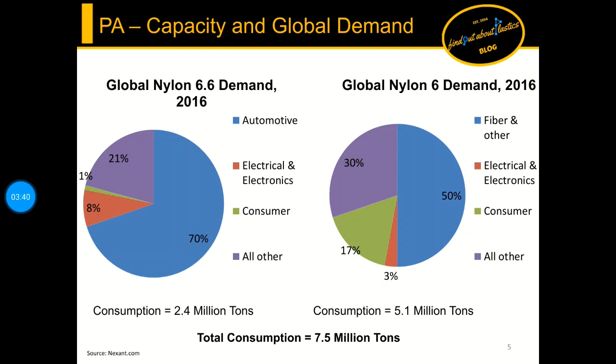Capacity and global demands. The total consumption of polyamides in 2016 was around 7.5 million tons. Nylon 6.6 has a consumption of 2.4 million tons and nylon 6 of 5.1 million tons. 70% of the global nylon 6.6 consumption was used in the automotive market. Half of the consumption of nylon 6 is used for producing fibers.